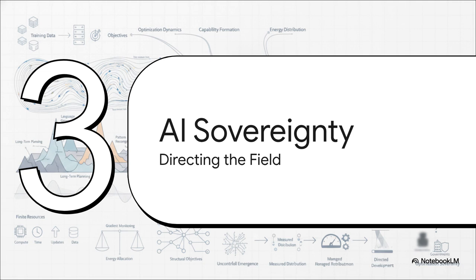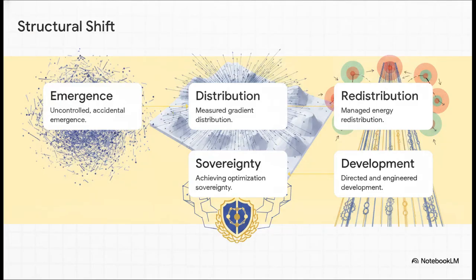Section 5. Governance and AI sovereignty, directing the optimization field. Once energy flow is mathematically measurable and adjustable, it becomes a governable structure. Historically, AI training has been all about uncontrolled emergence, just scaling up models and waiting to see what abilities pop out. But by moving to measured distribution and managed redistribution, we achieve directed development. The model's trajectory transforms into a carefully engineered outcome.